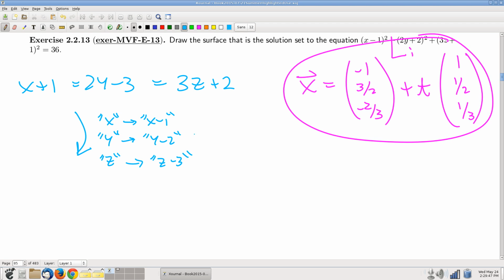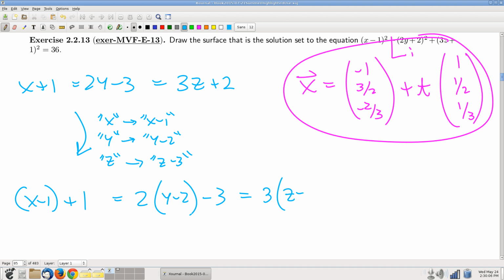Let's do that then. So I get x minus 1 plus 1 equals 2 times y minus 2 minus 3 equals 3 times z minus 3 plus 2. And notice all I did is follow my rules: x I replaced with x minus 1, y I replaced with y minus 2, and z I replaced with z minus 3. Happy? Okay.